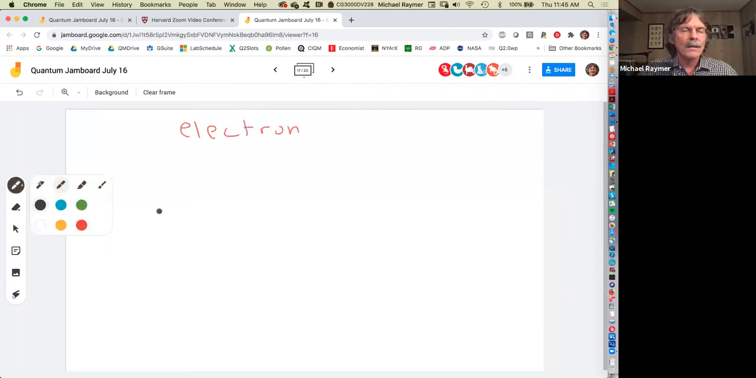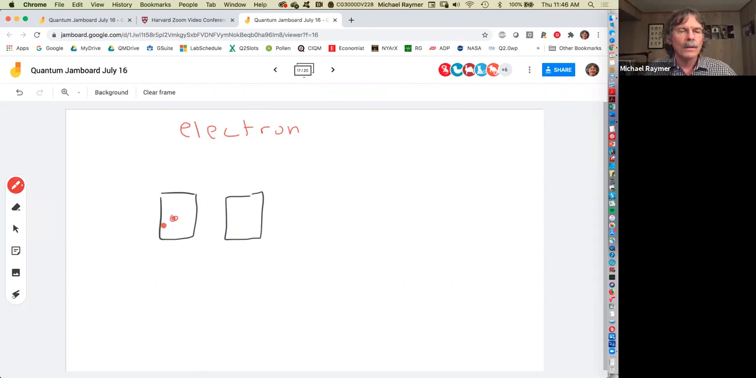And let's consider two boxes. Here's two boxes. Now my electron, if it's in box 1, I'm going to call that box 1 and call this box 0. I could encode information, one classical bit, by putting the electron in box 1, or I can move it over to box 2.